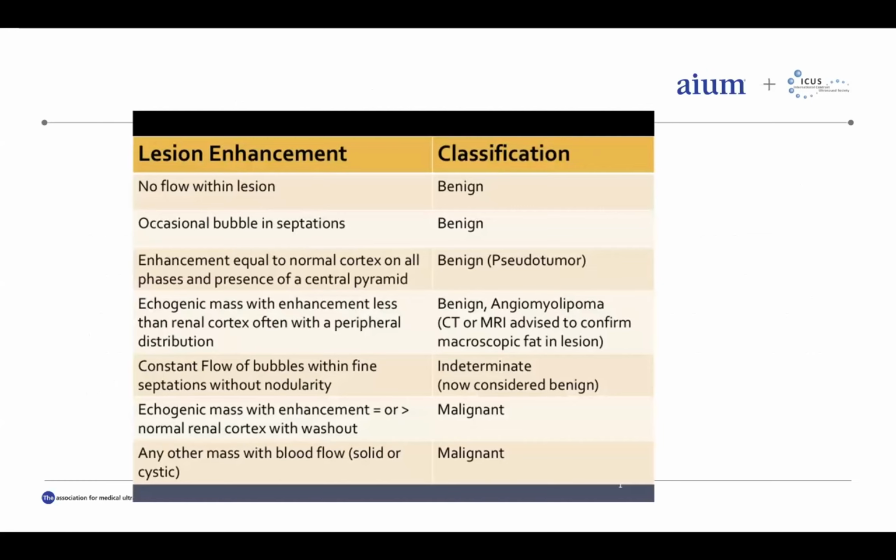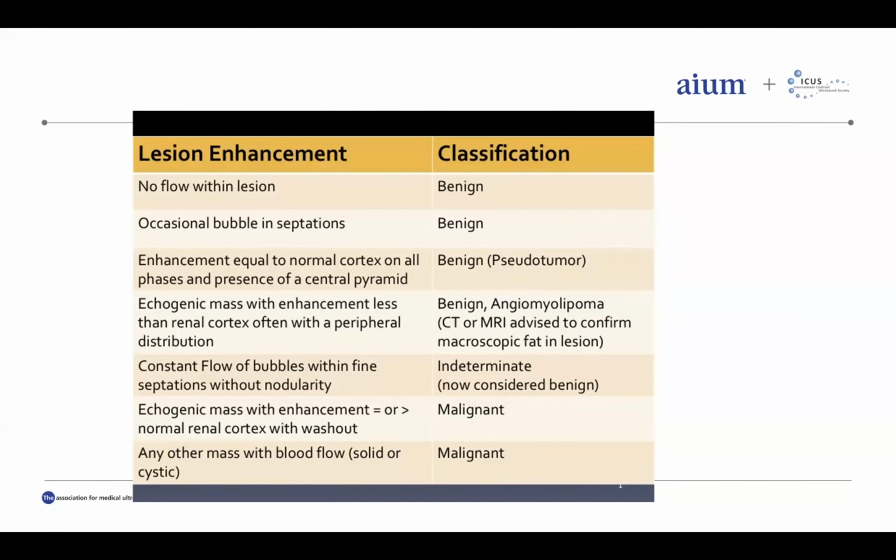And this is the algorithm that we use to classify lesions. If there was no flow in a lesion, we considered it benign. If there was an occasional bubble in a septation, you'll see one little bubble marching through the septation, we consider that benign. Enhancement equal to normal cortex in all phases in the presence of a central medullary pyramid, benign pseudotumor. Echogenic mass with enhancement less than renal cortex, often with a peripheral distribution, benign angiomyolipoma. We did recommend a CT or MR to confirm macroscopic fat within the lesion.